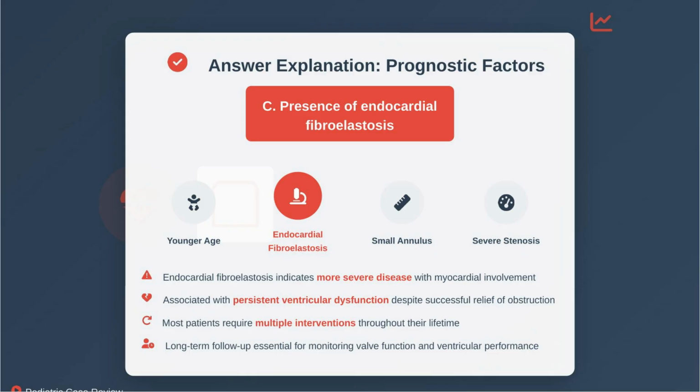Presence of endocardial fibroelastosis. This finding indicates more severe and long-standing disease with myocardial involvement and is associated with persistent ventricular dysfunction despite successful relief of obstruction. Other factors associated with worse outcomes include younger age at intervention, smaller aortic annulus size, and more severe initial stenosis. Most patients require multiple interventions throughout their lifetime.